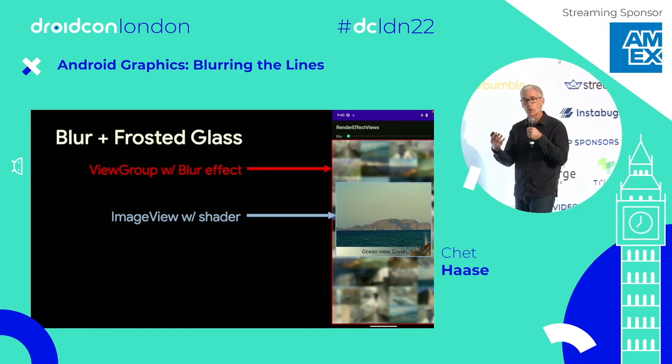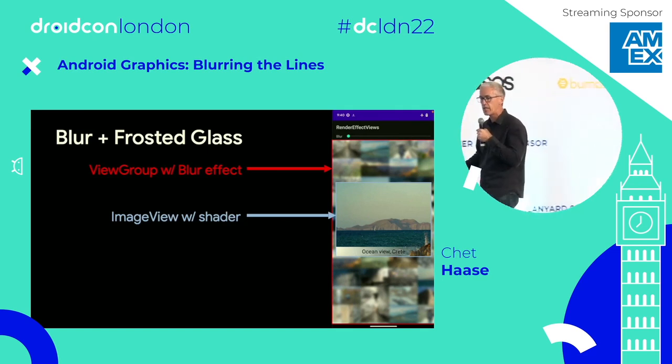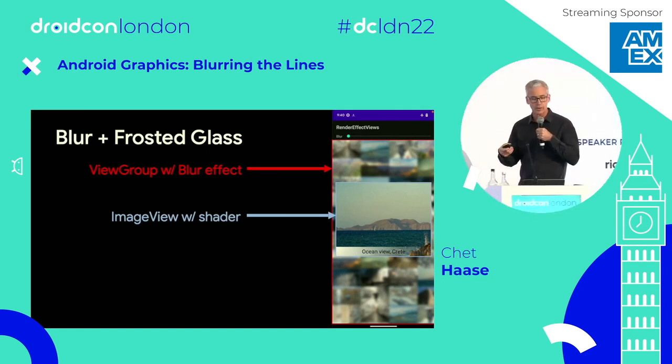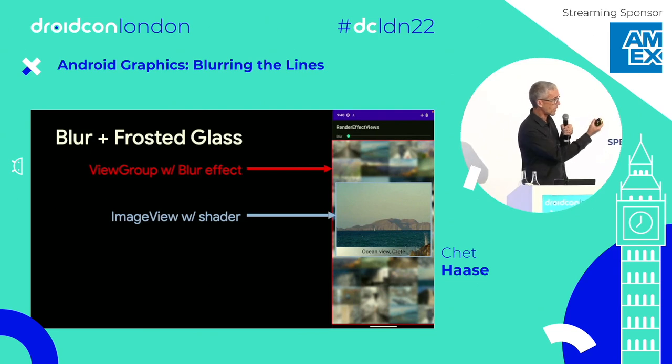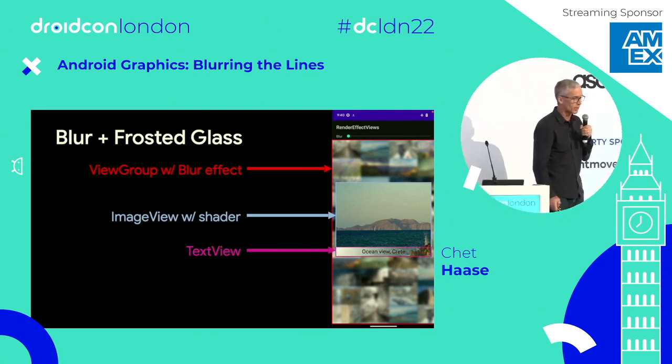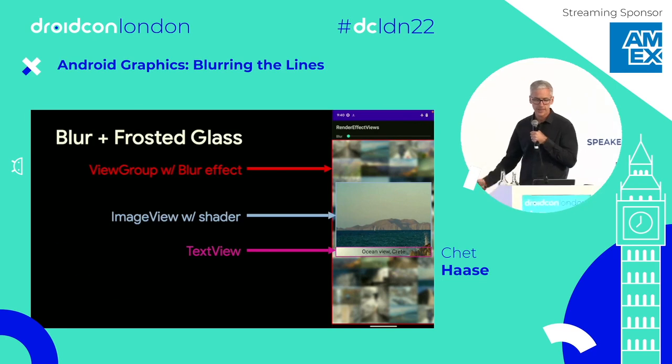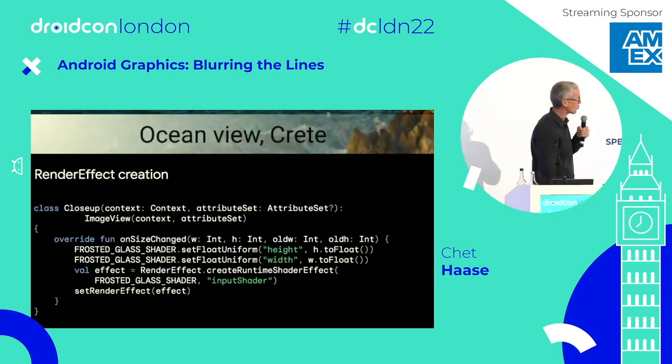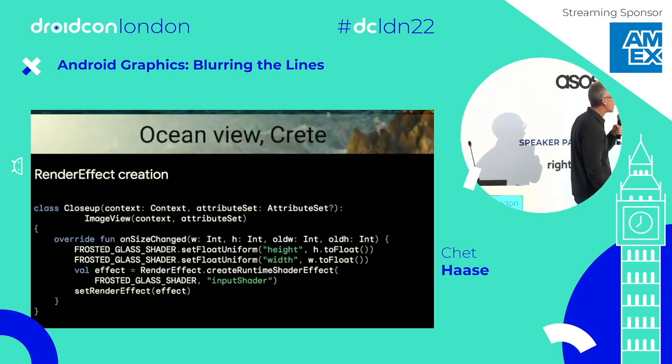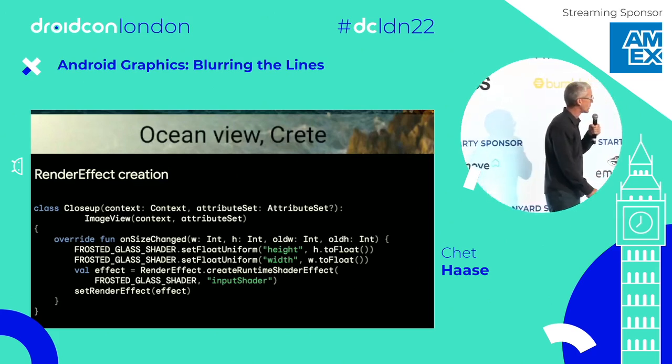Then I have the image view that we pop out with the actual image content. And this is where we run the shader that has the logic to determine that additional blur as well as the frosted glass effect. And then we have the text view that is simply drawing the text on top. So the shader is created by creating the runtime shader effect, as I said before.